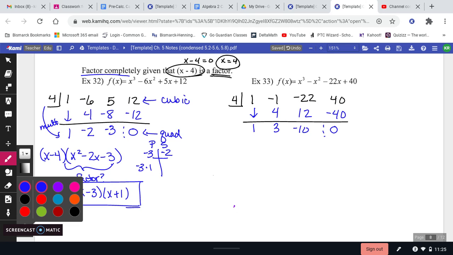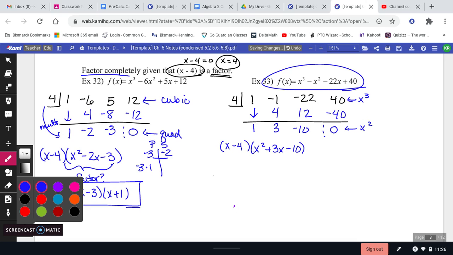So you will get that because you are told it's a factor. If you don't get 0 and you know it's a factor, you made a mistake somewhere, go back and see if you can find it. Okay, same thing. We started out with coefficients for a cubic. We've divided by a linear factor, x minus 4. So these are now coefficients for a quadratic. So this says x squared plus 3x minus 10. And you also have that factor of x minus 4. So this original cubic that we started with, I now have it factored into these two polynomials.